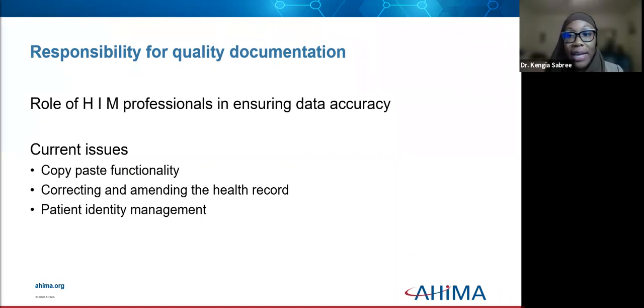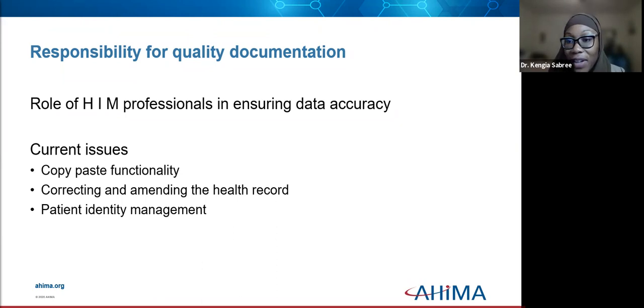So responsibility for the quality of documentation. Ensuring data accuracy of the health record content is one of the primary responsibilities of the HIM professional. HIM professionals must lead the effort in healthcare organizations to ensure the availability of quality health information. So, integrity of health information is one of the biggest challenges to health record quality.